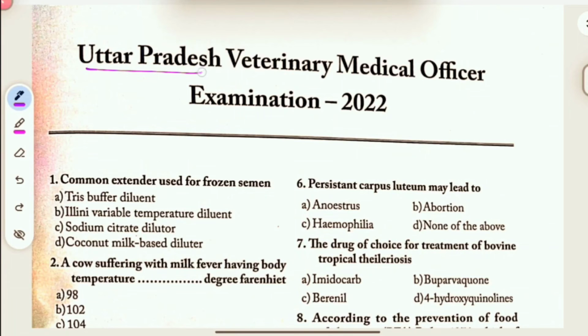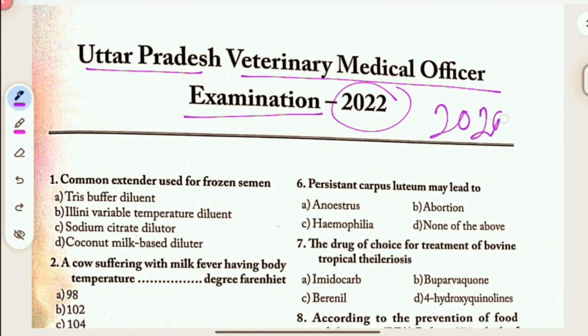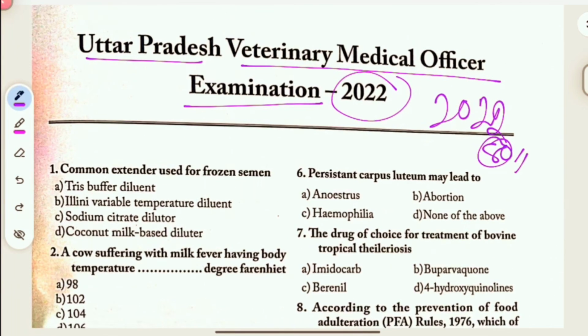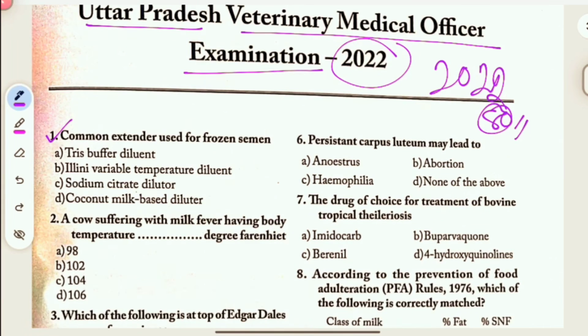In this video, we will discuss the Uttar Pradesh Veterinary Medical Officer examination paper, which was conducted in the year 2022. There were 80 questions in total in this question paper. We will see them one by one. The first question asked is the common extender used for frozen semen.